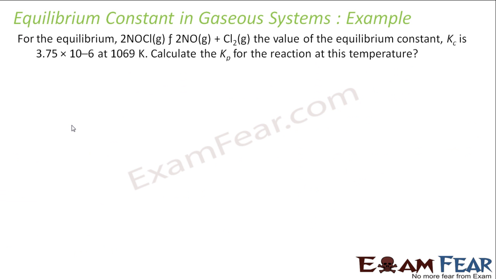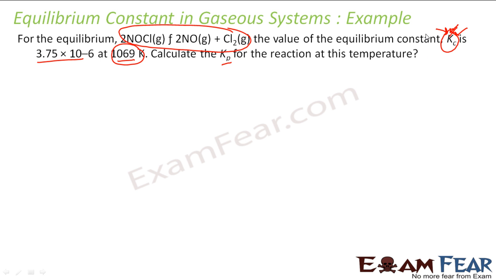Let's take some example. For the equilibrium 2NOCl gives 2NO plus Cl2, the value of equilibrium constant Kc is this value at 1069 Kelvin. We need to find the Kp at this temperature. Once again, let me remind you, when this Kc was given, the temperature was given and this equation was also given. So both have to be defined to give a value to this Kc. Because if you change this temperature, this value will change. If you change the equation by multiplying or dividing by some number, the Kc will change.